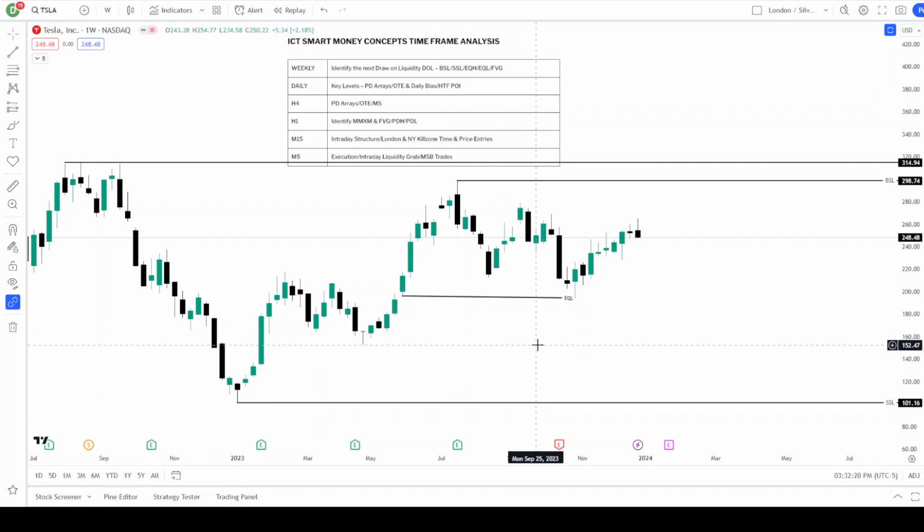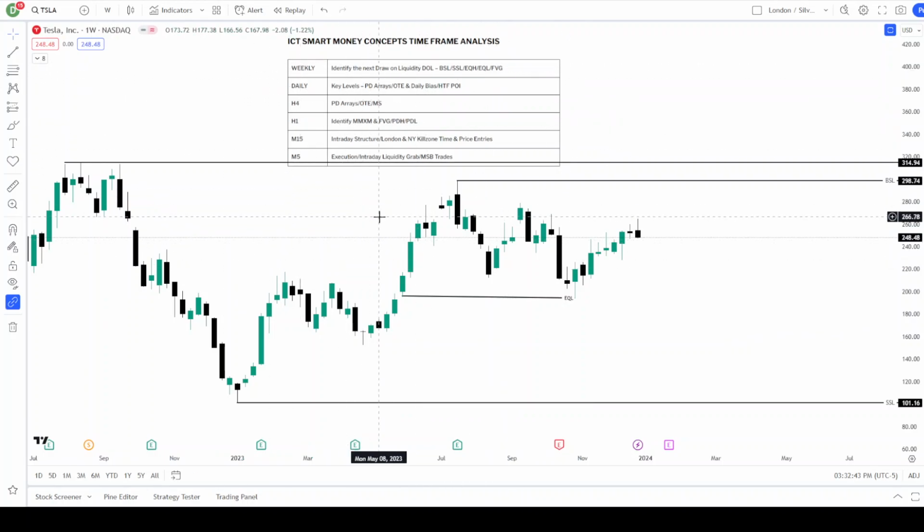Okay, that's the only equal highs or equal lows that are close enough to be of interest right now. I don't see any other ones that are even remotely relative. So we'll call it good on the equal highs or equal lows, since I've already broken that one. Then we're going to look at fair value gaps.